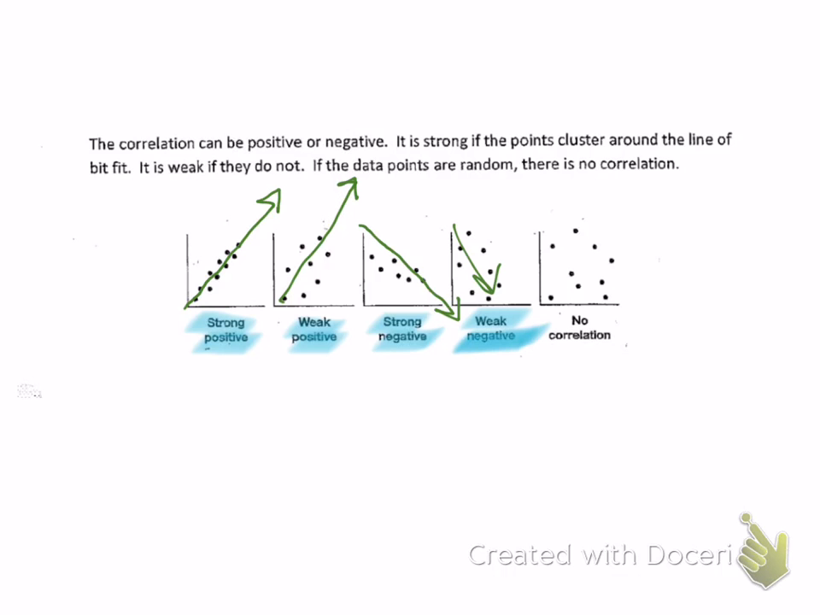So when there is no line of best fit that you can really draw, they're all not really going up, and they're all not really going down. This we call no correlation.